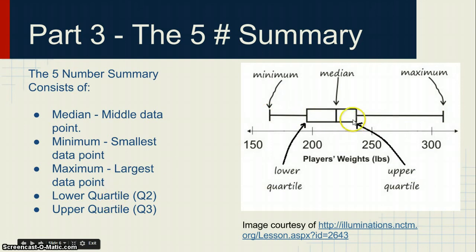And in the upper quartile, he's like 3/4 of the way up. So 1/4 of the team is bigger than he is, and 3/4 of the team is smaller than he is. So it's 3/4 of the way up through the data. That's the 5-number summary. It's these 5 points.